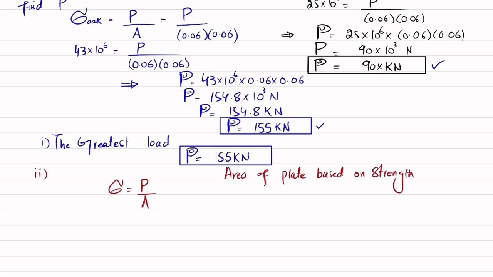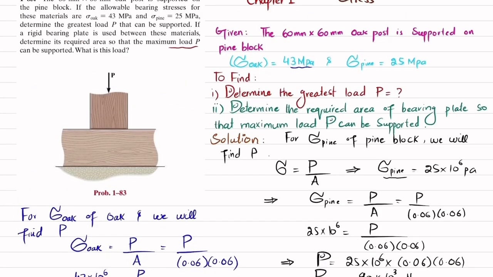Why are we taking the strength of the pine block? Because it is the smallest here. So we will design on the smallest strength. You can see this is the smallest and this is the largest. So we'll choose this value.